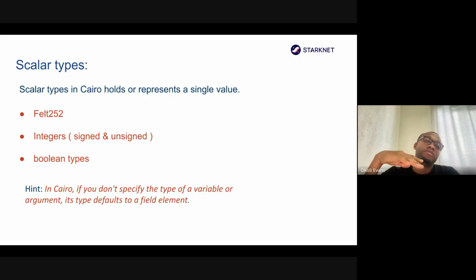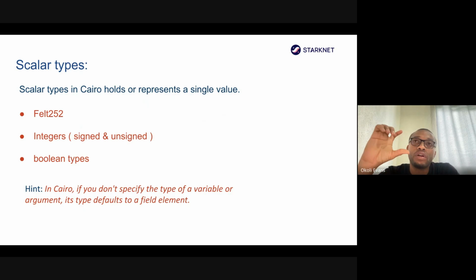So on Cairo we have what we call scalar types, and we have compound types. Scalar types hold just a single value. For example, we are going to look at all this in the code. So 3252 is like a short string. It only contains 31 characters.